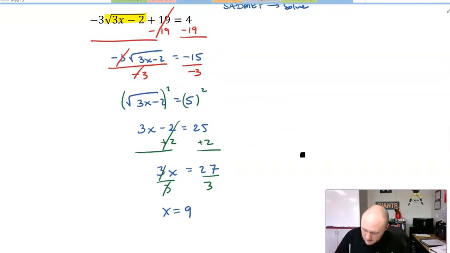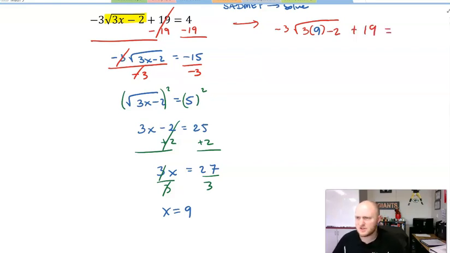We're going to check this one. See if it works. So I'll check over here. I'm going to plug it back into my original equation. We have negative 3 times the square root of 3 times x. In this case, our x is 9 minus 2 plus 19. Okay, what does this equal? Does it equal 4? Okay, I'm going to check inside of here.